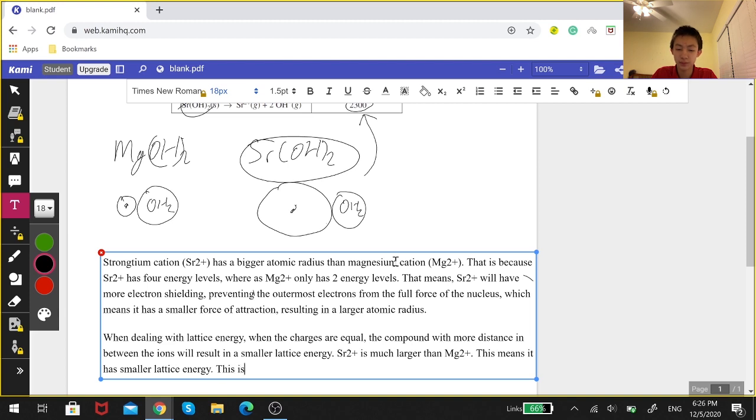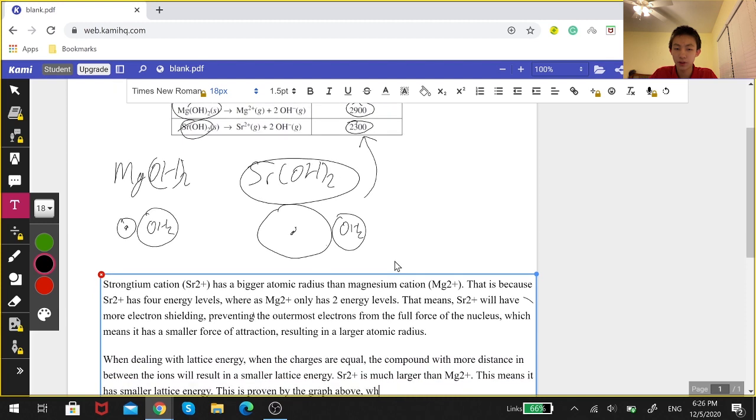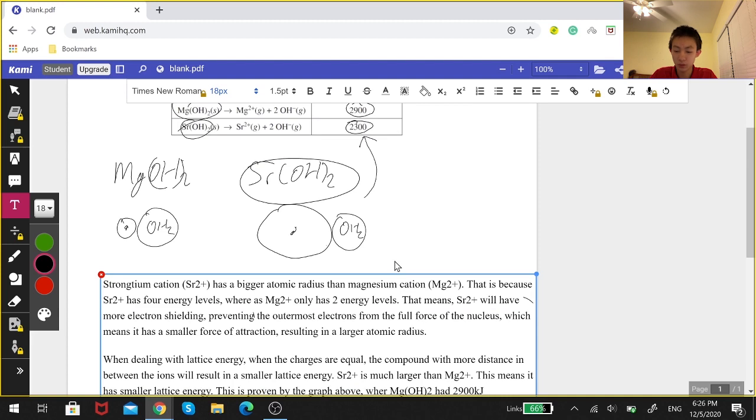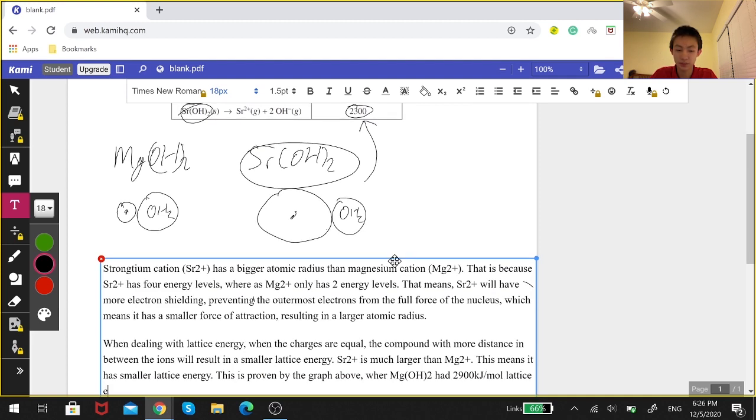This is proven by the graph above, where MgOH2 had 2900 kJ per mole of lattice energy, while SrOH2 only had 2300 kJ per mole of lattice energy.